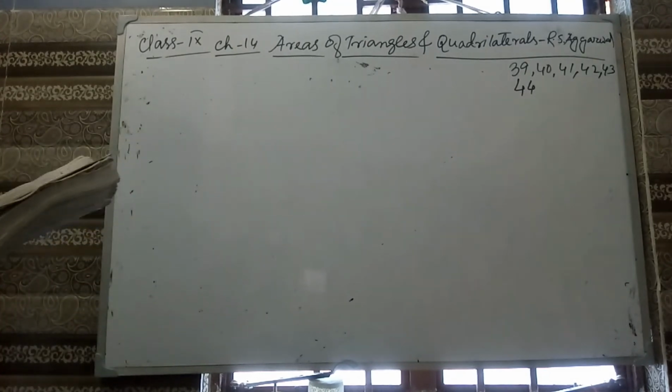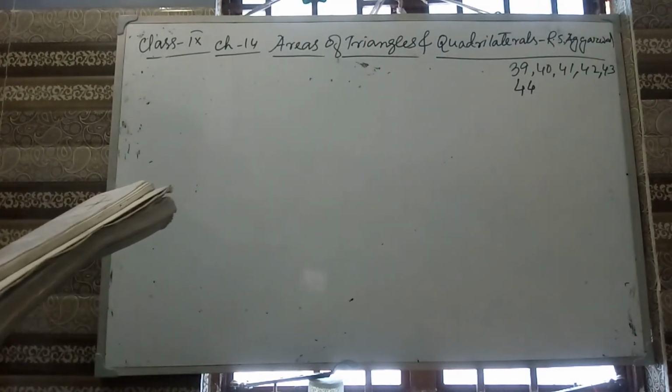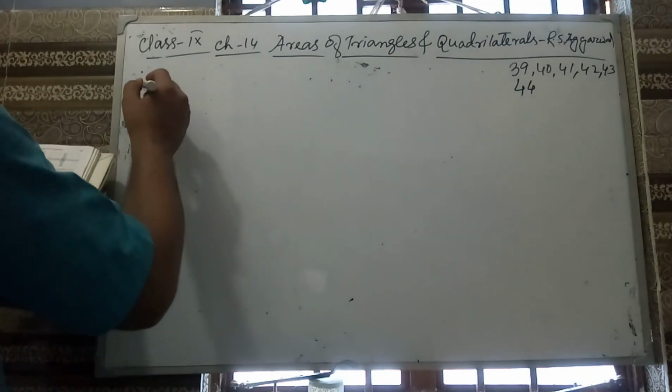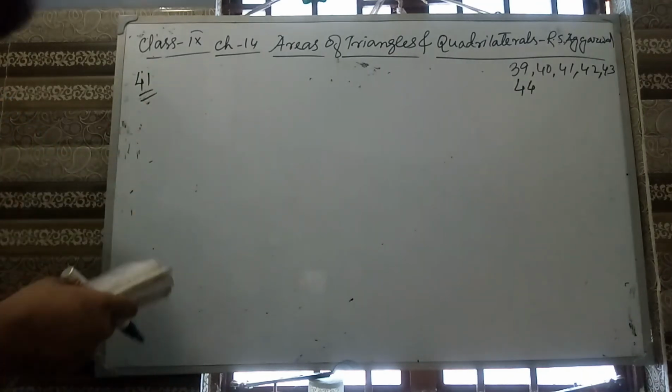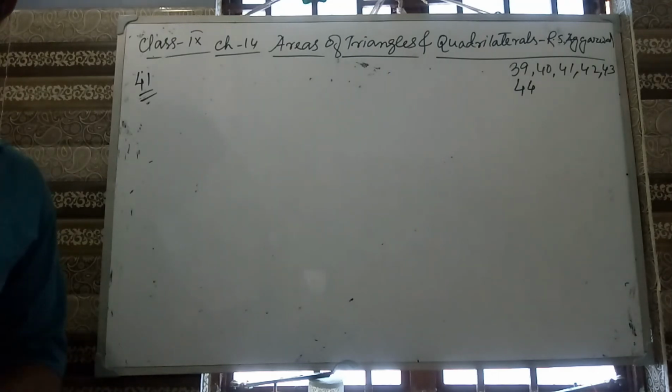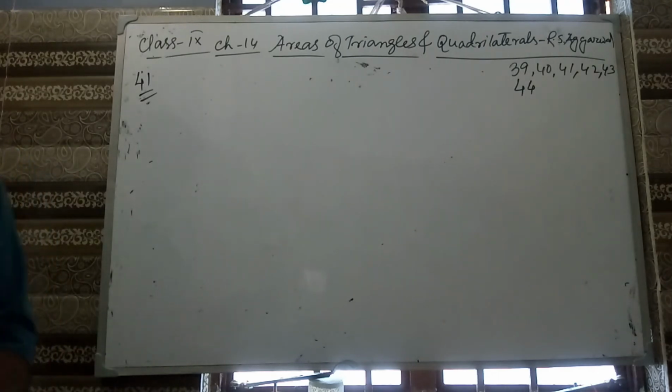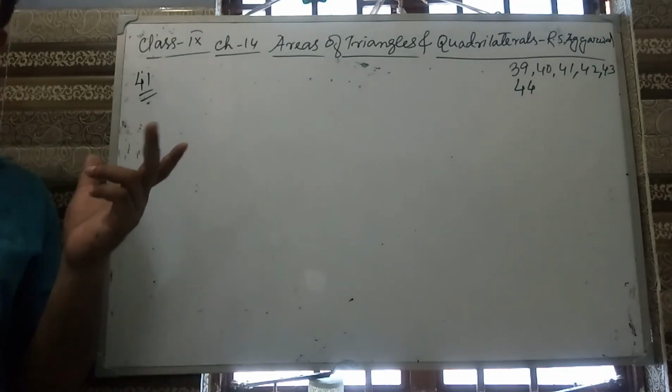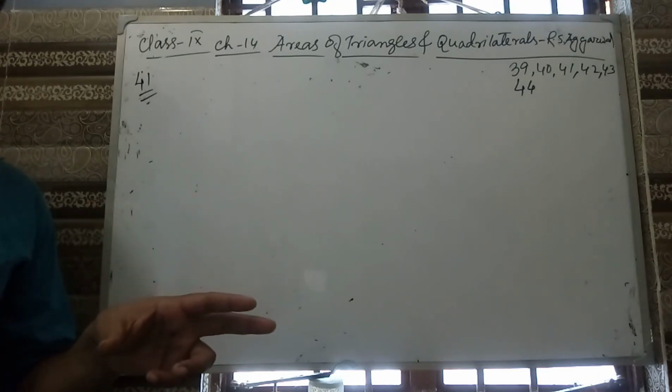Question number 41. A parallelogram and a rhombus are equal in area. The diagonals of a rhombus measure 120 meter and 44 meter, and one of the sides of the parallelogram measures 66 meter. Find its corresponding altitude. Now before we start the sum, tell me, a parallelogram and a rhombus.